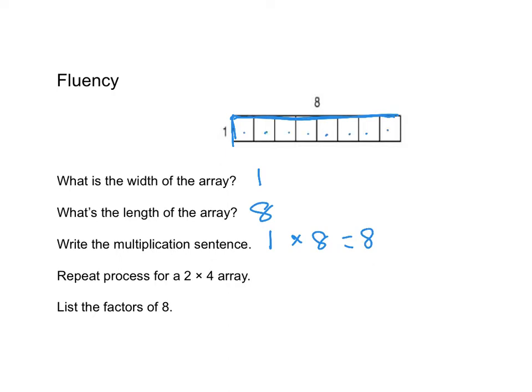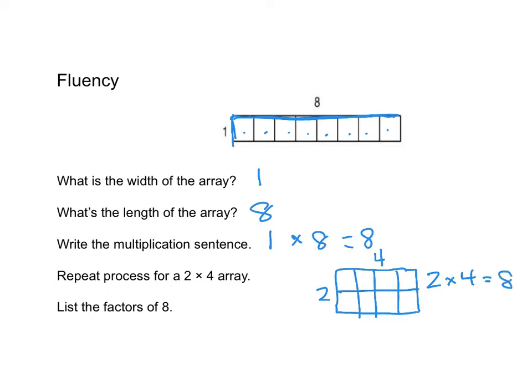So what if we had an array that is instead a 2 by 4 array? So if we were to draw that out, we would say, well, this is 2, this is 4. And what would the multiplication sentence be for that? Well, that would be 2 times 4 equals 8.